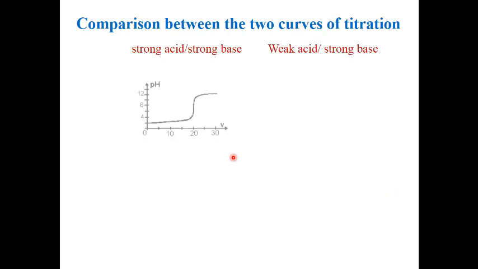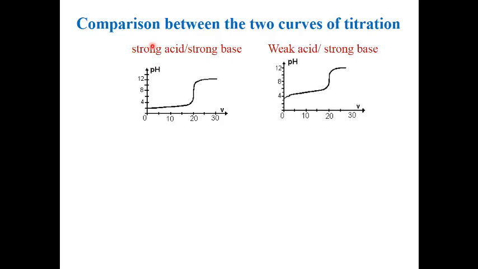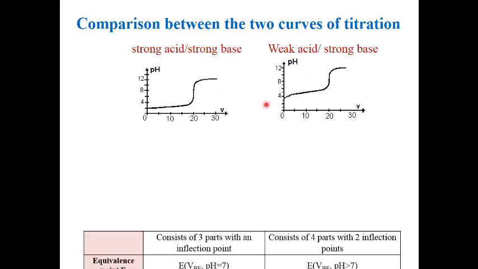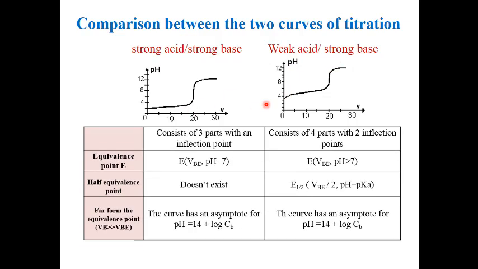Here, finally, we have to do a comparison between the two titration curves. Here we have a strong acid with a strong base as studied in chapter 5, and here a weak acid with a strong base. Look at the differences that are summarized in this table. Here, the curve consisted, as you remember, of 3 parts with 1 inflection point. Here, 4 parts with 2 inflection points.